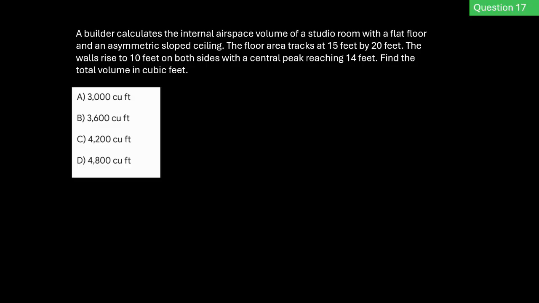A builder calculates the internal airspace volume of a studio room with a flat floor and an asymmetric slope ceiling. The floor area tracks at 15 feet by 20 feet. The wall rises to 10 feet on both sides with a central peak reaching 14 feet. Find the total volume in cubic feet.